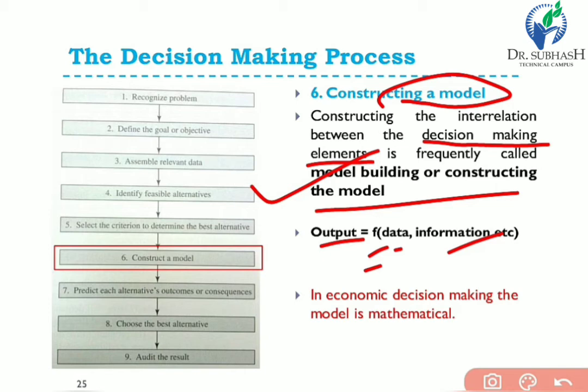In the economic decision making process, the model is always mathematical. What it says is, we collect the data and information, then we apply them into the mathematical model, and then based on this we choose our decision.